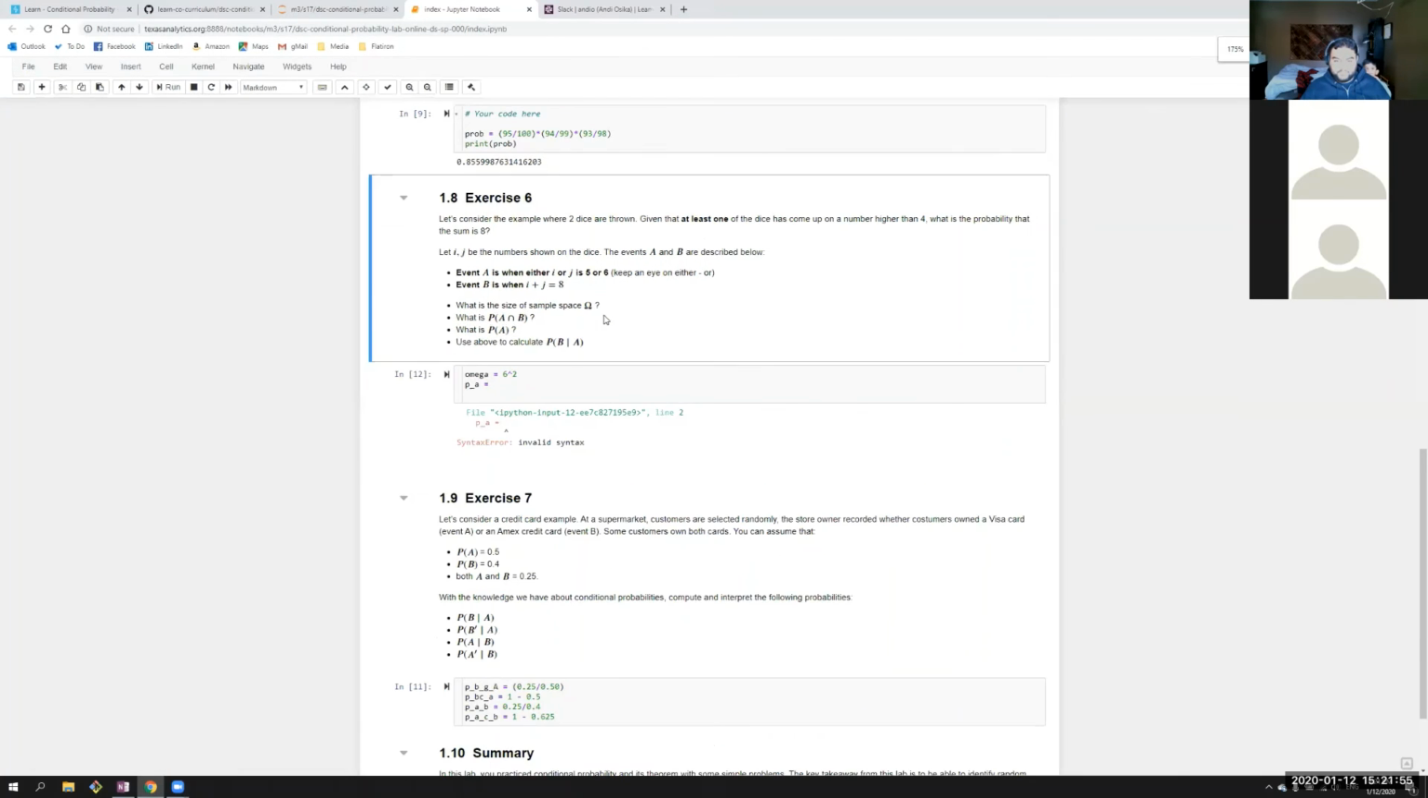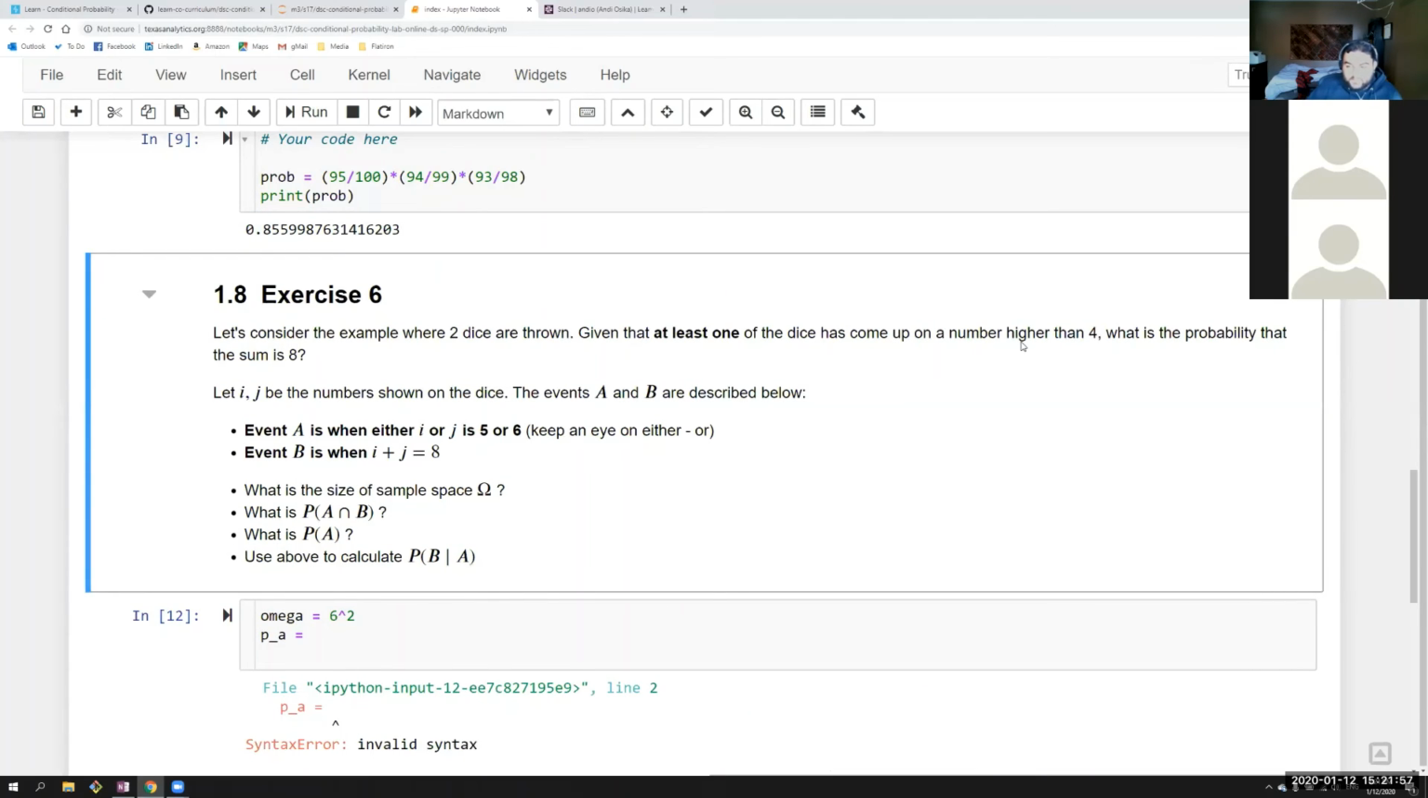Exercise 6. Given that at least one has come up higher than 4, find this probability. All right, so let I and J be the numbers shown on the dice, and the events A and B are described below. Event A is when either I or J is 5 or 6. Event B is when I plus J is equal to 8. What is the size of the sample space? Well, that's going to be 6 raised to the power 2. That makes sense because that's all possible outcomes when you roll 2 dice.